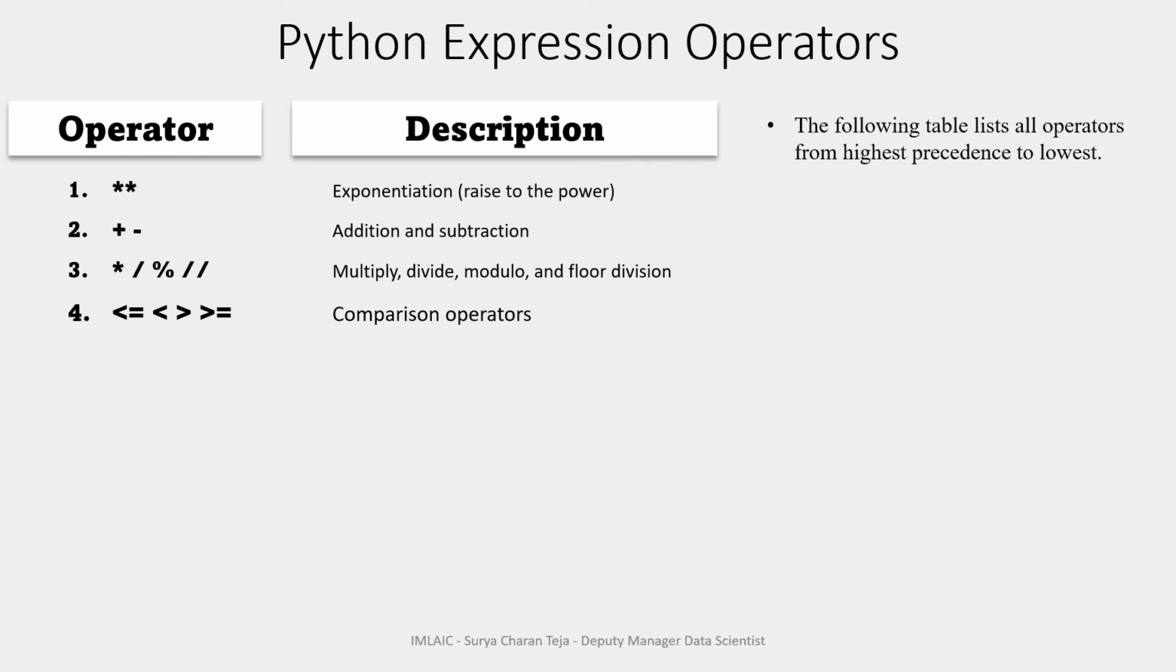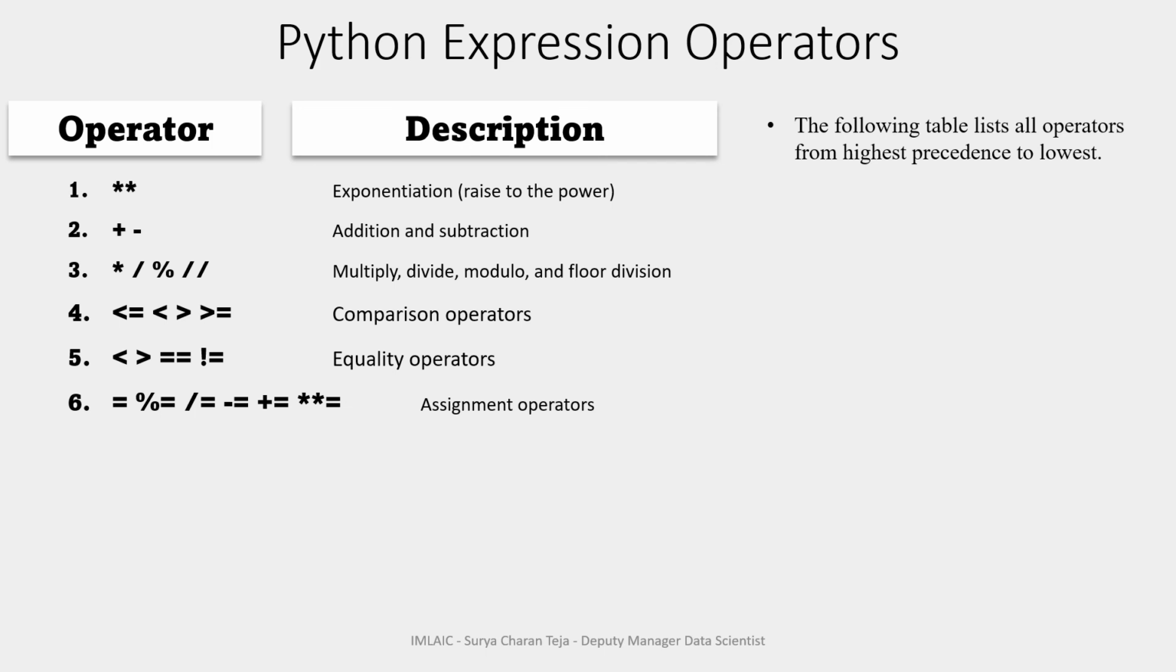The next one is comparison operators, such as less than, less than or equal to, and greater than or equal to, which are used for comparison with some other object of the same type. And next, we all know equality operators such as double equal to and not equal to. These are used to check whether something is equal to some other object or not. That's it.